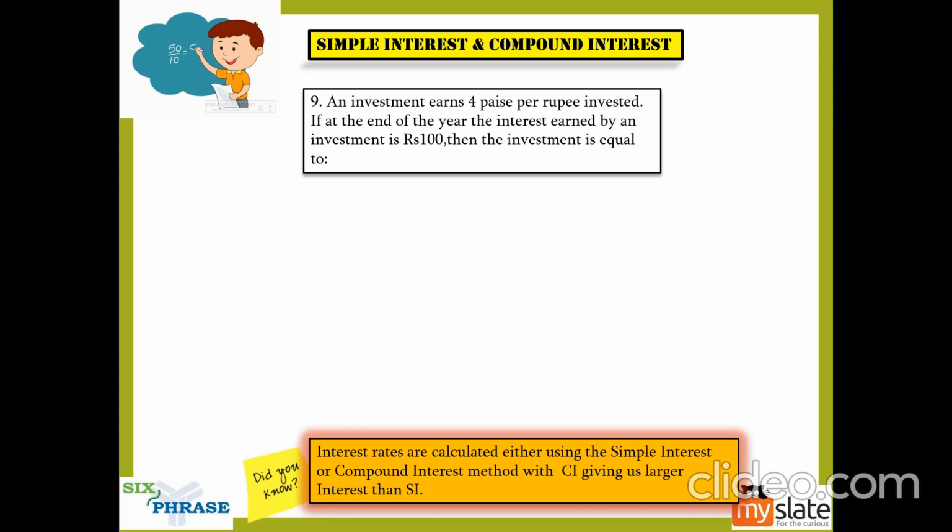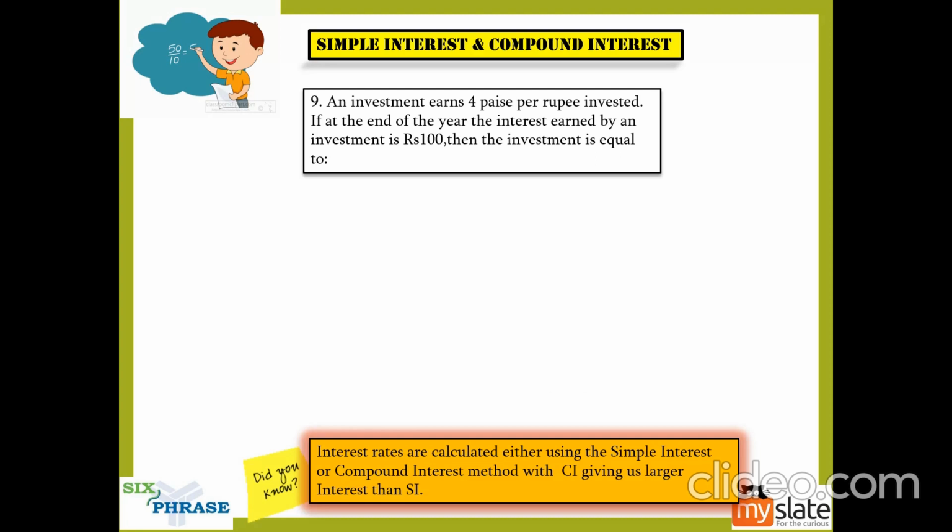So let's see. Again, is it simple interest or compound interest? Nothing of compound categories is mentioned. Either they would say compounded half yearly, compounded annually, or compound interest. If none of these three are mentioned, it is simple interest. So here it is simple interest.